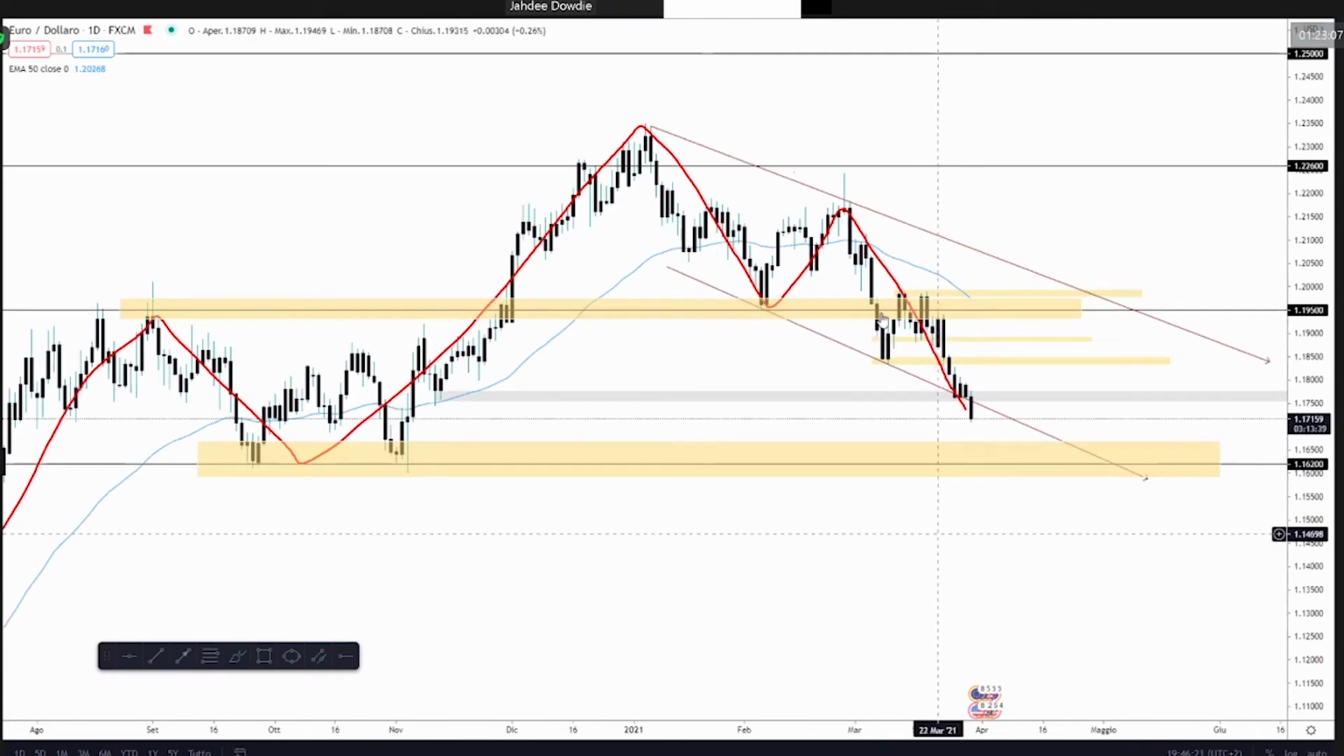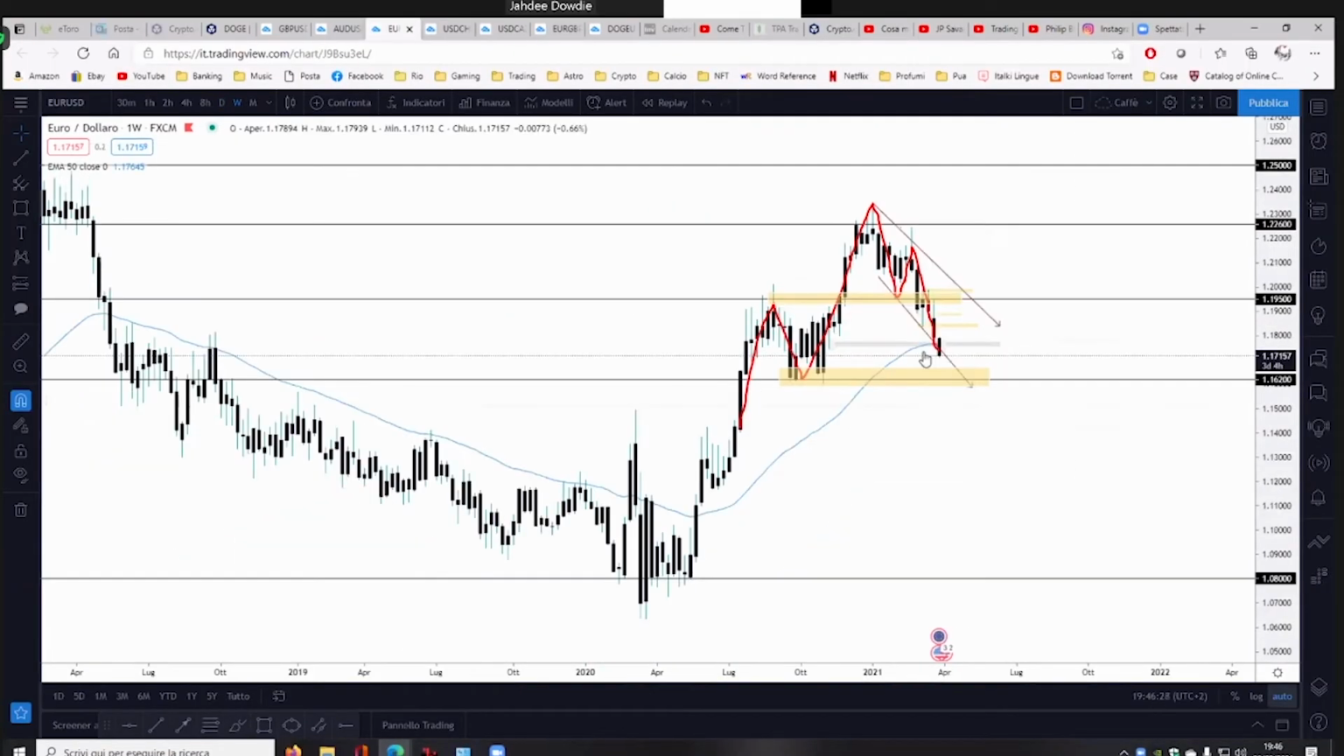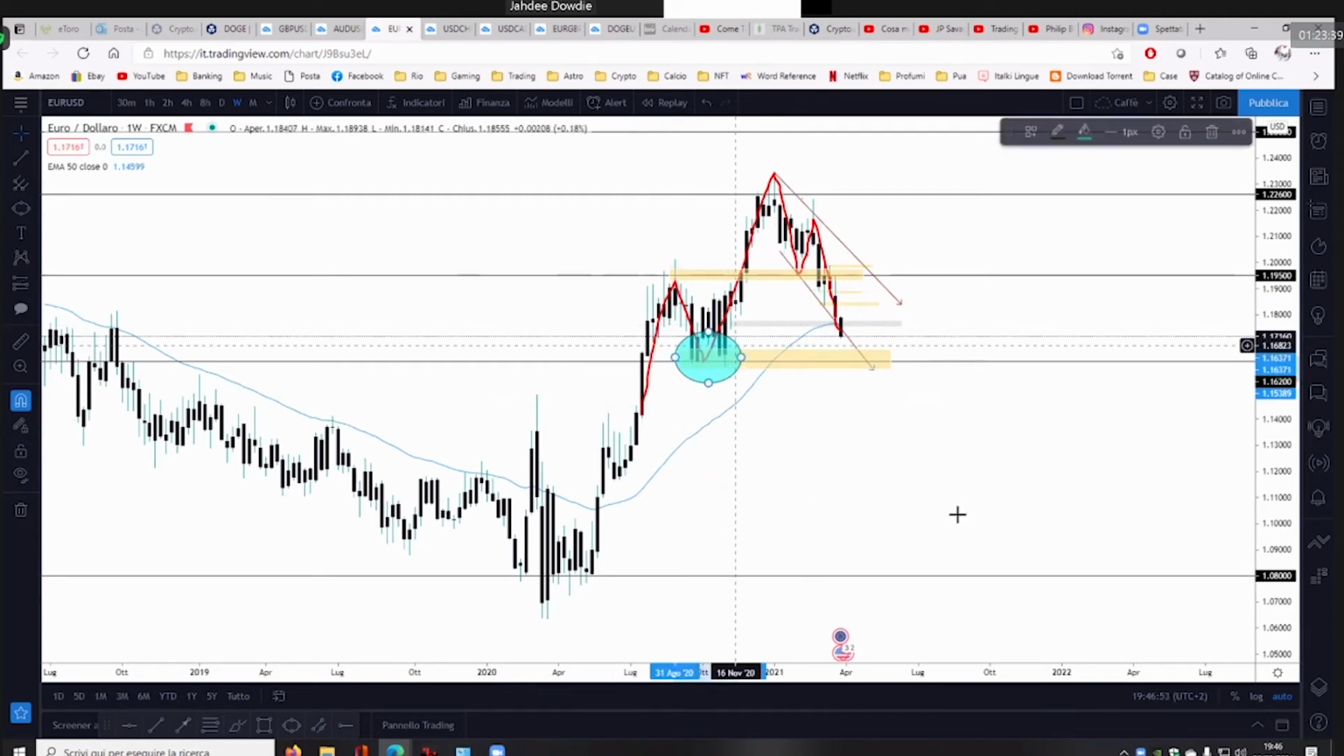Remember that this is the daily. In the weekly, it's still making higher high formations. This one is what is holding all the structure. This is the major key level that we have in the weekly. So the weekly structure is still bullish. That is all true.